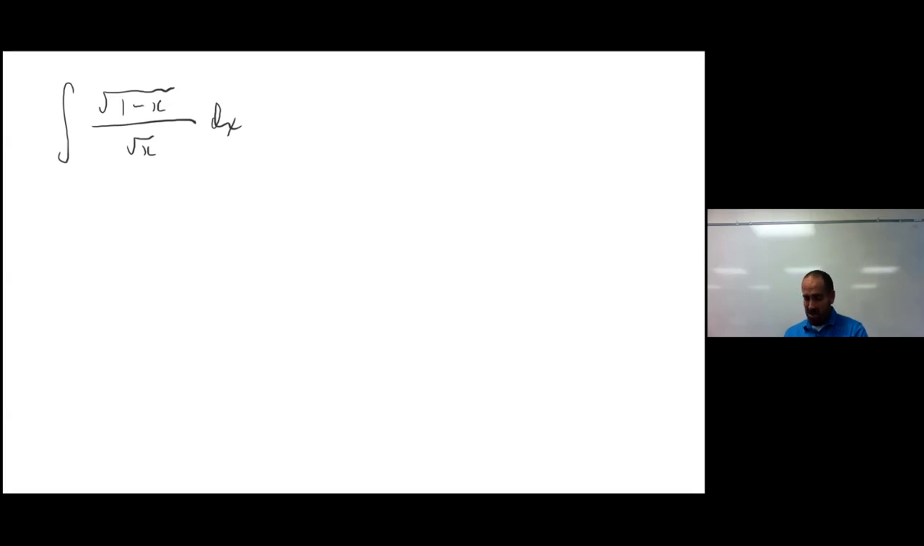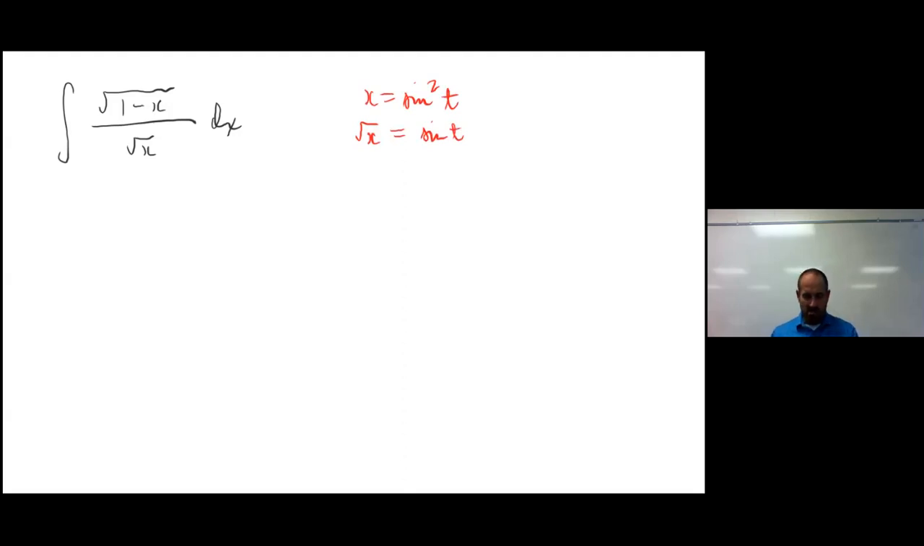Yeah. So yes, if you let x equal sine squared of t, you're like, what? I can do that? Sure. Why not? We can do that. But that's the same thing as saying that the square root of x is equal to what? Sine of t. Okay?